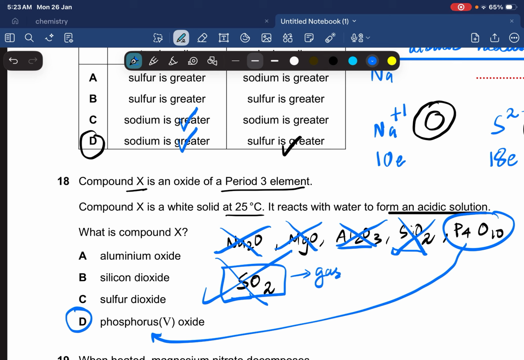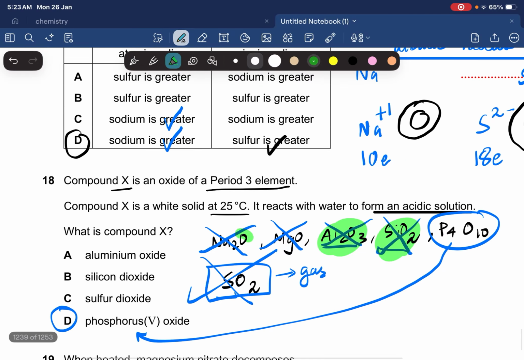So the only oxide left is P4O10, which I would have to select, which makes option D the correct option. So you just got to realize that silicon oxide and aluminum oxide don't react with water. Their chlorides do react with water. They hydrolyze in water, but their oxides don't. Sodium and magnesium oxides form alkaline or basic oxides. And sulfur dioxide is a gas, not a white solid at 25. So the only one left is P4O10, which is a solid and is going to form phosphoric acid once in water.